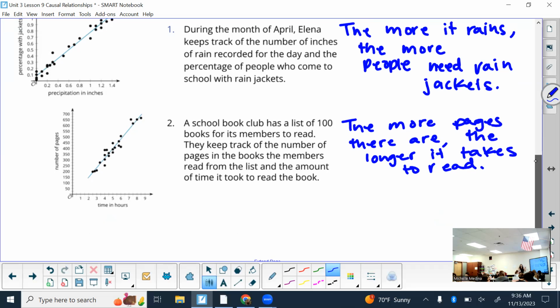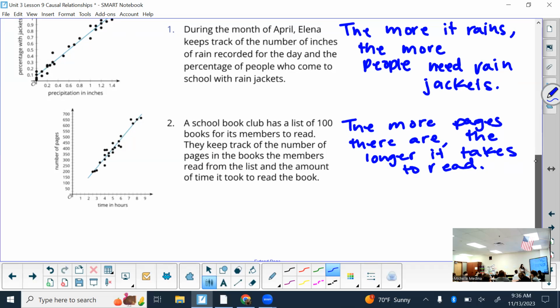So would you say that there's cause and effect there? Is it the pages that are causing them to read longer? Yes. So there's more of them. Are there outliers? Maybe. But if it's the same person reading the same book, it's probably going to take longer to read the longer book.